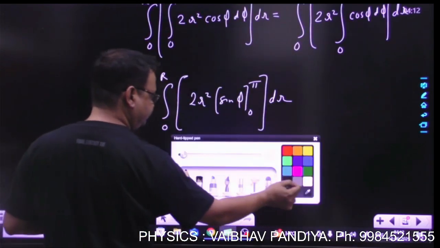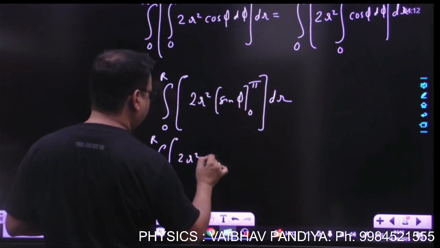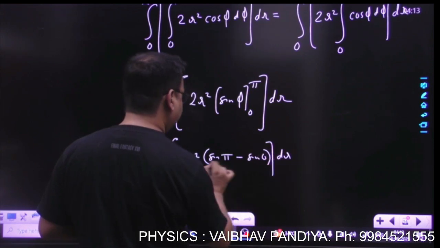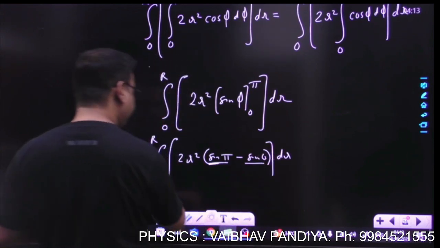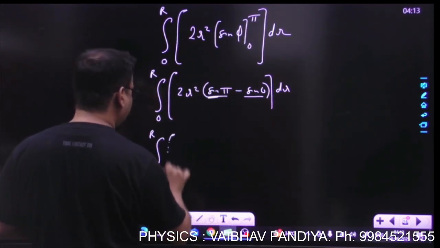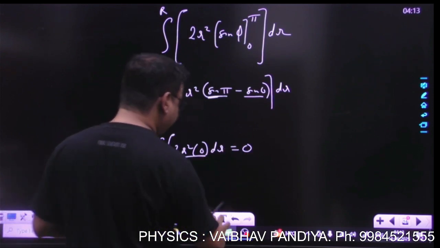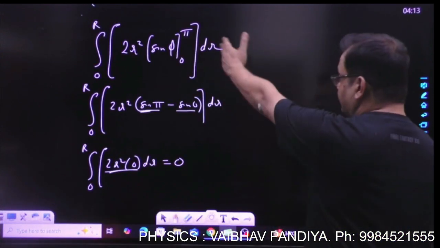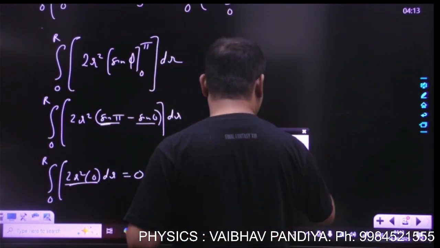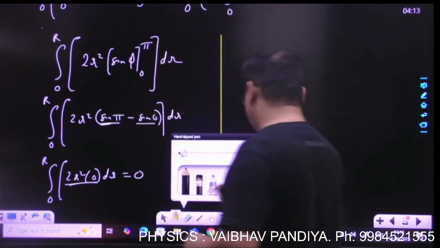We will have the integral 0 to r, 2r square, sin pi minus sin of 0, multiplied by dr, and this will be 0, so the whole thing will be 0. So your answer in this case will come to be 0. Okay, 0 multiplied by anything will be 0. Let me tell you the skill of the integral, because one integral is left. In this case the answer is coming to be 0.